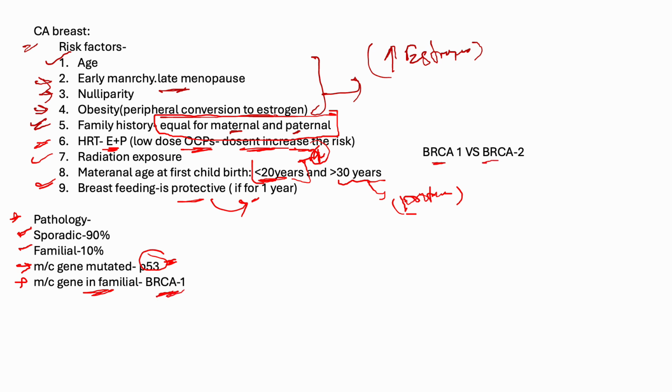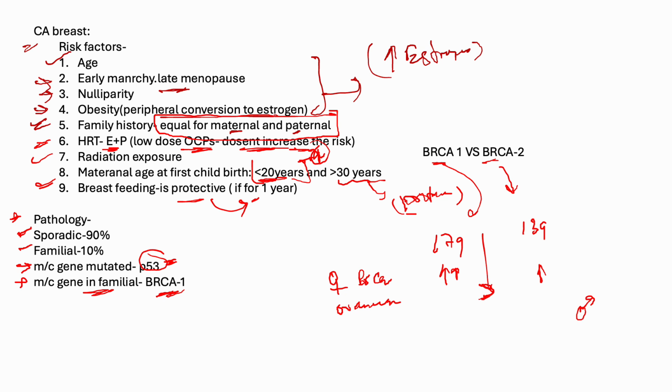Okay, coming to BRCA1 and BRCA2. BRCA1 is on chromosome 17q, BRCA2 on 13q. In female breast cancer, BRCA1 mutation is more commonly seen. Also in cases of ovarian cancers, BRCA1 is more seen than BRCA2. However, in males with breast cancer, prostate cancer, and pancreatic cancer, BRCA2 mutation is seen mostly. Okay.